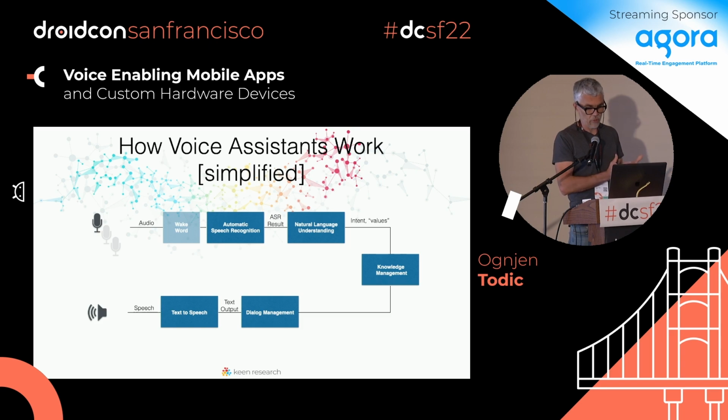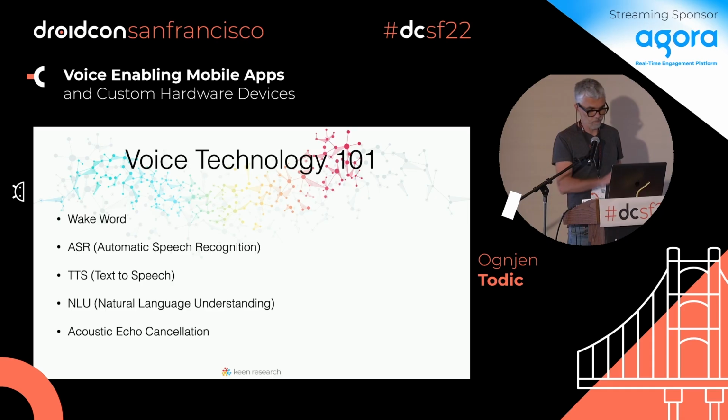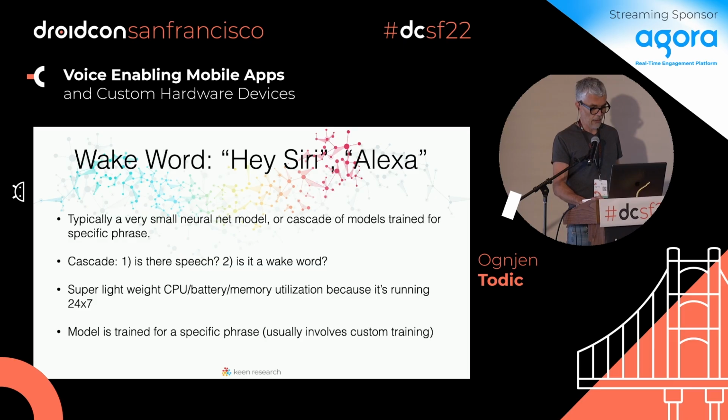There's dialogue management. Then you're figuring out, okay, I need to actually tell this to the user now. What is it that they wanted? Give them back information. So you create first the text of that, and then you use a text-to-speech module to synthesize speech from that text. So this is a high-level overview. I'll go into these components now separately. We'll cover wake word, ASR, TTS, NLU, and acoustic echo cancellation.